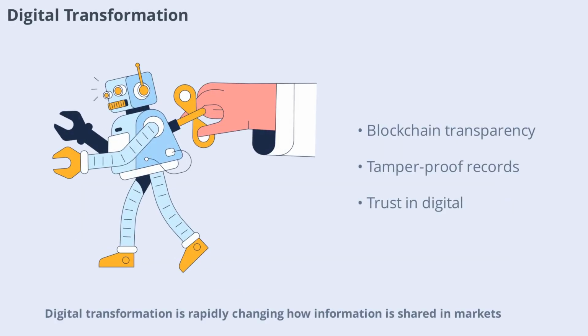Digital transformation is rapidly changing how information is shared in markets. Blockchain technology, for example, creates transparent and tamper-proof records. This innovation helps reduce information asymmetry and builds trust in digital transactions.